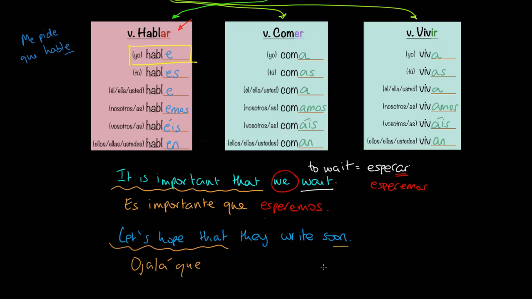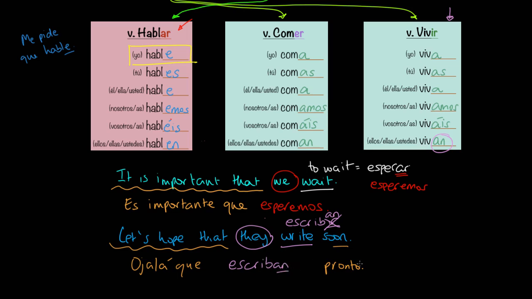If you remember, soon is the word pronto, and now I need "that they write." To write is escribir, so it's an IR ending. I'm going to have to look at these endings, and what I need is "they write," so I'm going to need this ending: escrib, get rid of IR, and in its place add AN. So ojalá que escriban pronto, and that's it.